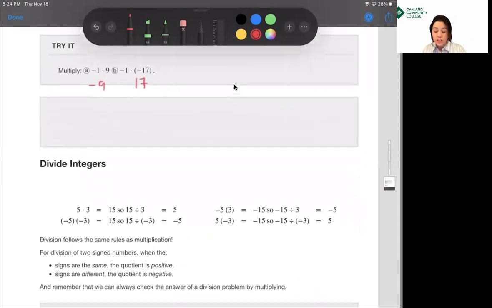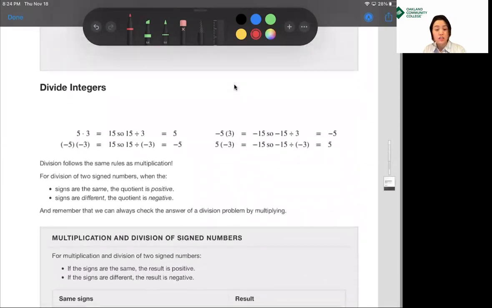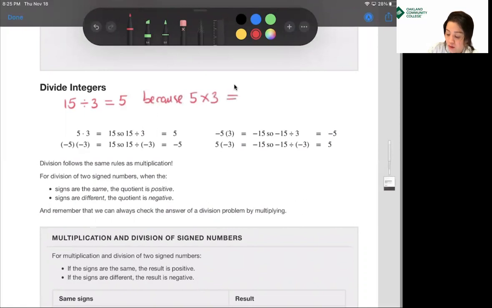For the second objective, we're going to dive into dividing integers. So we know that division is the inverse operation of multiplication. For example, 15 divided by 3 is equal to 5. Why? Because if I take 5 times 3, it gives me back 15. Right? It gives me back 15.